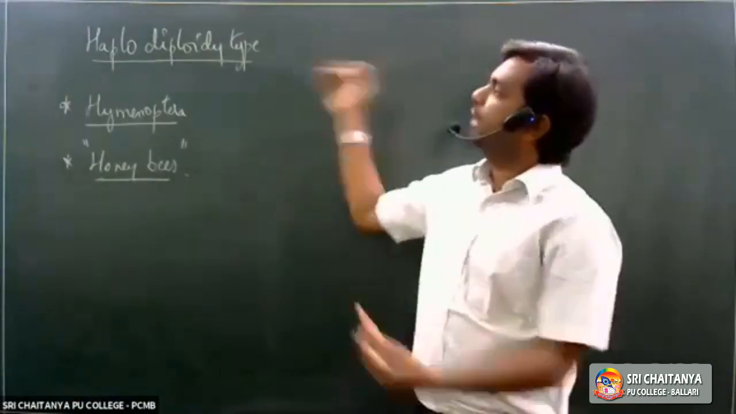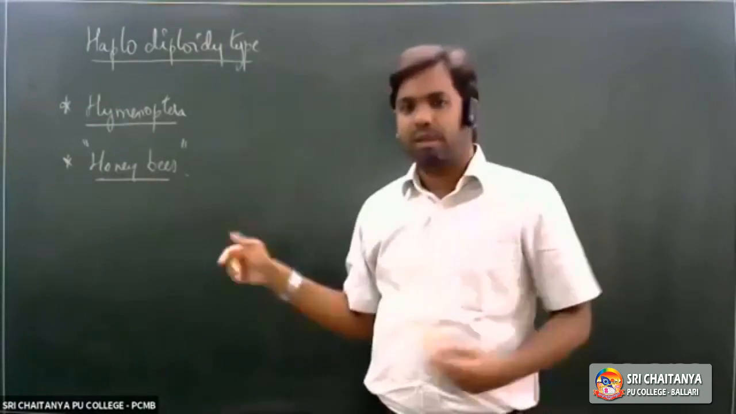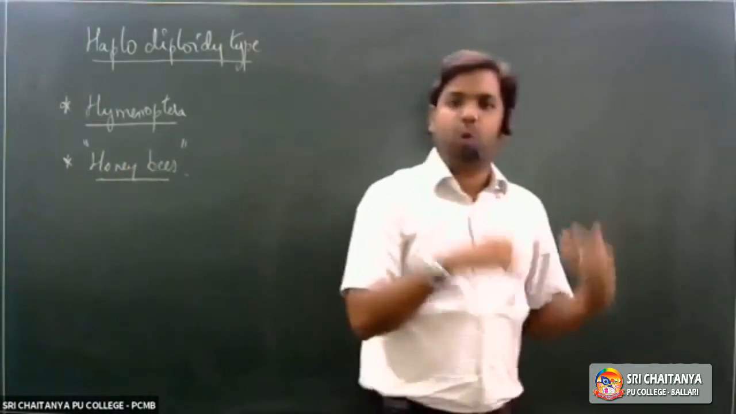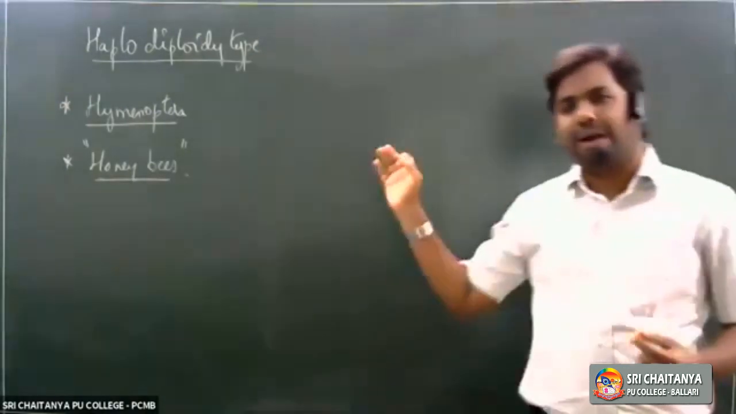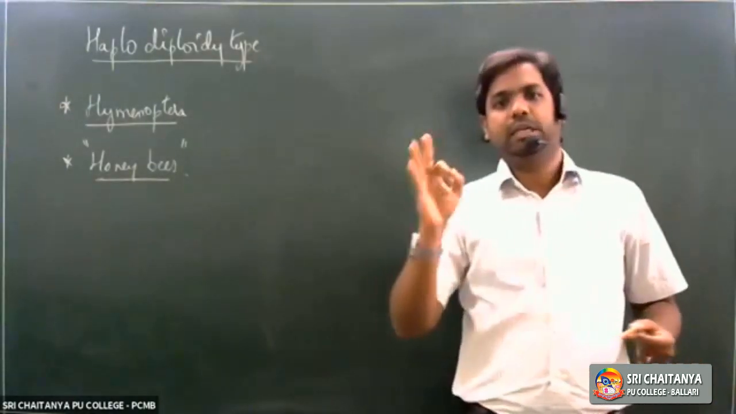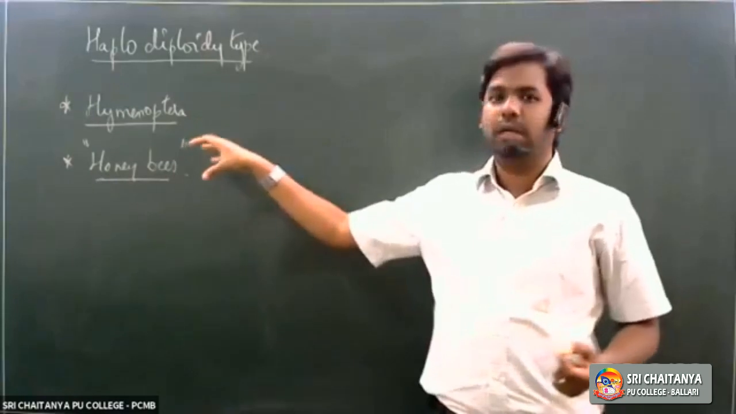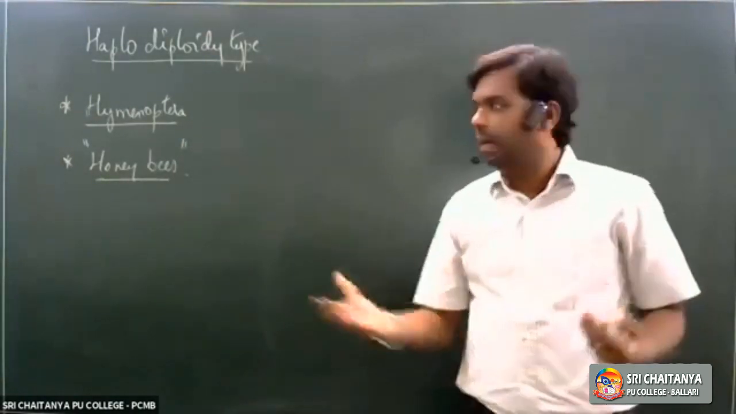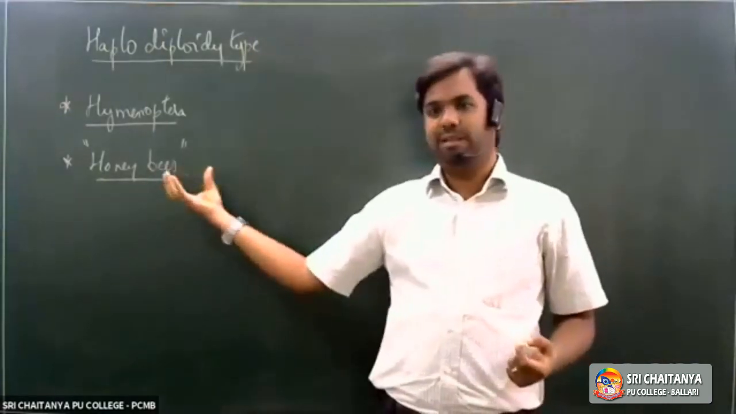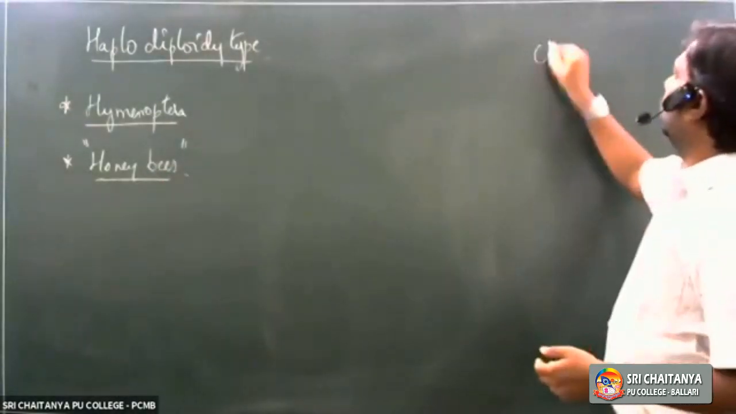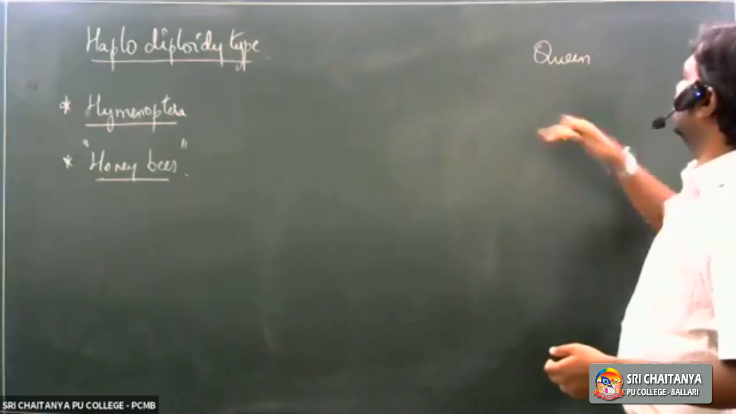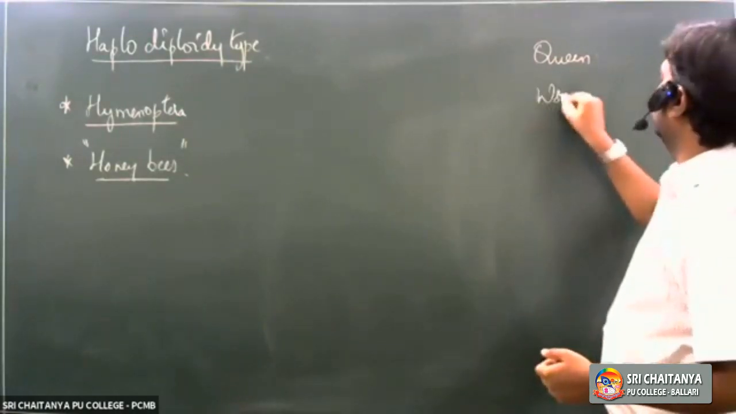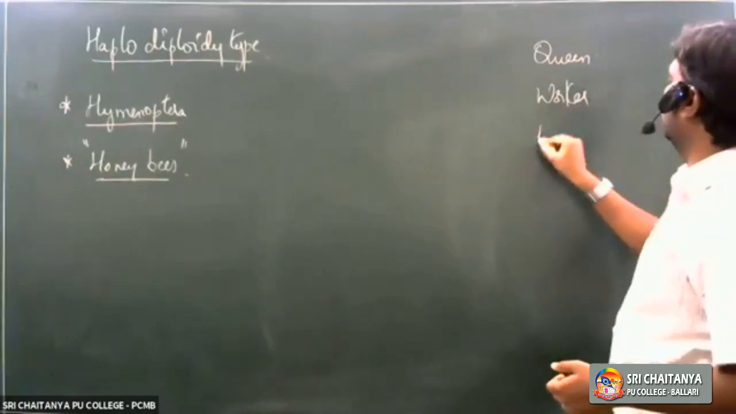Before we get into this type of sex determination, let us talk about a few things about the honeybee as well as the honeycombs. Whenever we talk about honeybees, we know that there are 3 individuals present in the particular comb, which we call the hive or the honeycomb. One is called a queen, the second one is called the worker, and the third one is called the drone.